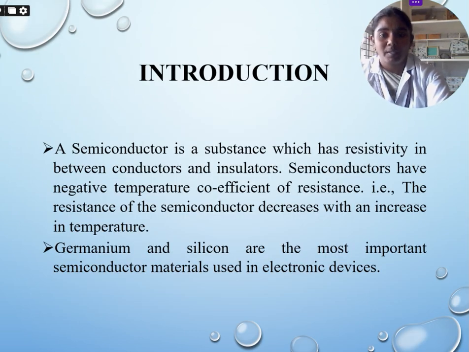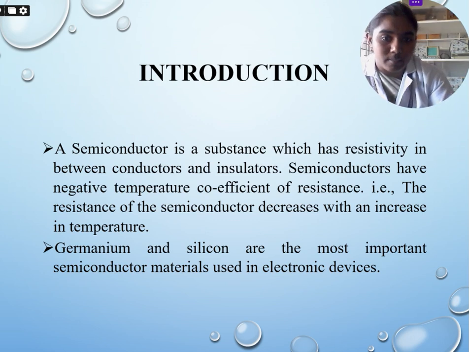First topic, introduction. What is meant by semiconductor? A semiconductor is a substance which has resistivity in between conductors and insulators. What is meant by conductor? A conductor is nothing but a material that allows electricity to flow through it. That is known as a conductor.